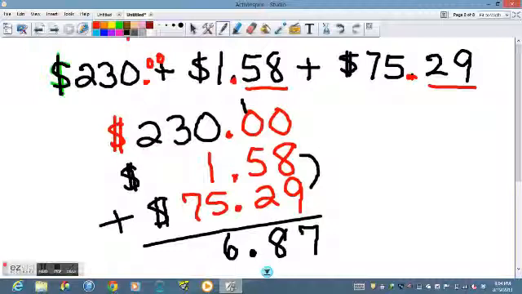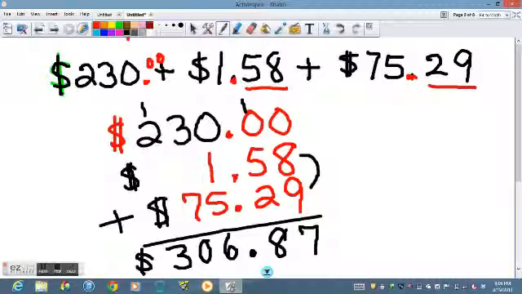So I'm going to write it right here. Now I have 3 plus 7 is 10. Write down your 0, carry a 1. And then 1 plus 2 is 3. So our answer is $306.87.